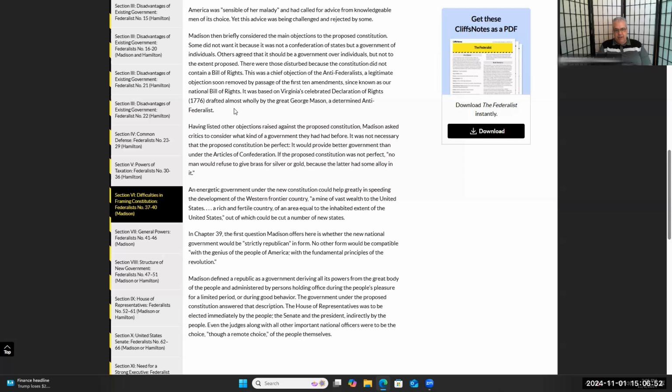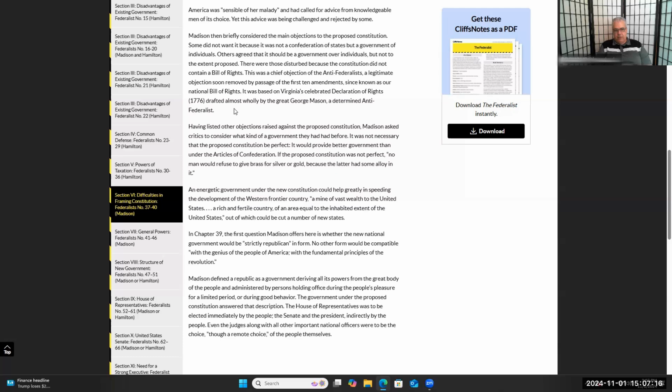An energetic government under the new constitution could help greatly in speeding the development of Western frontier country, a mine of vast wealth of the United States, a rich and fertile country of an area equal to the inhabited extent of the United States, out of which could be cut a number of new states, right? So a lot of growth opportunity.